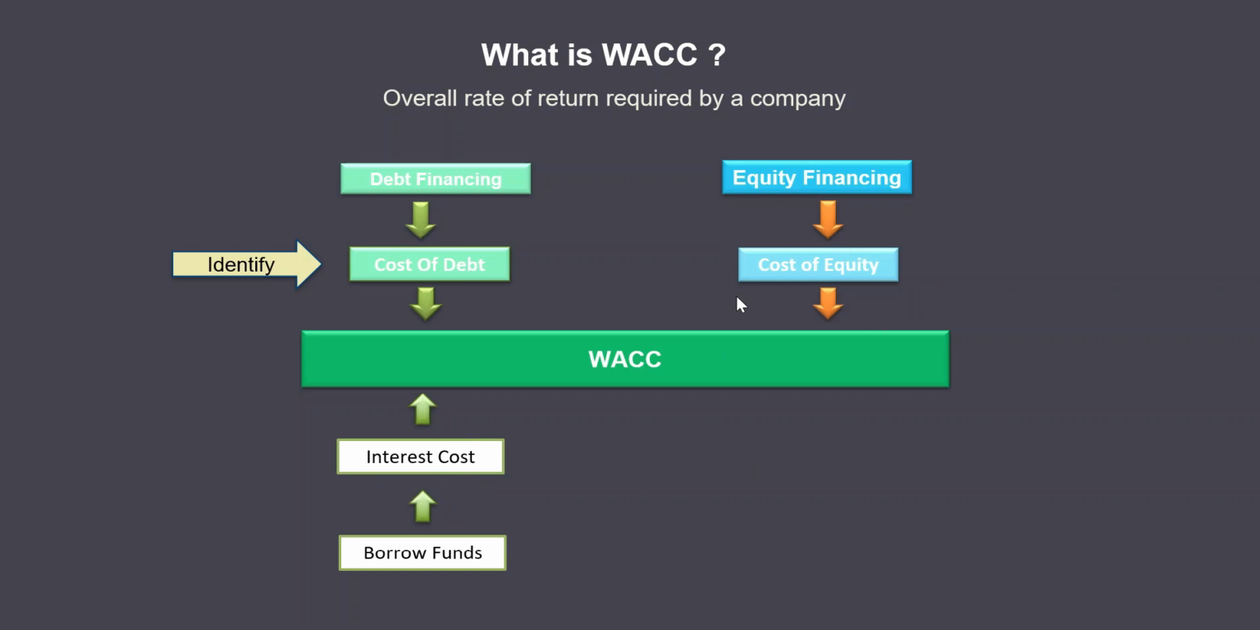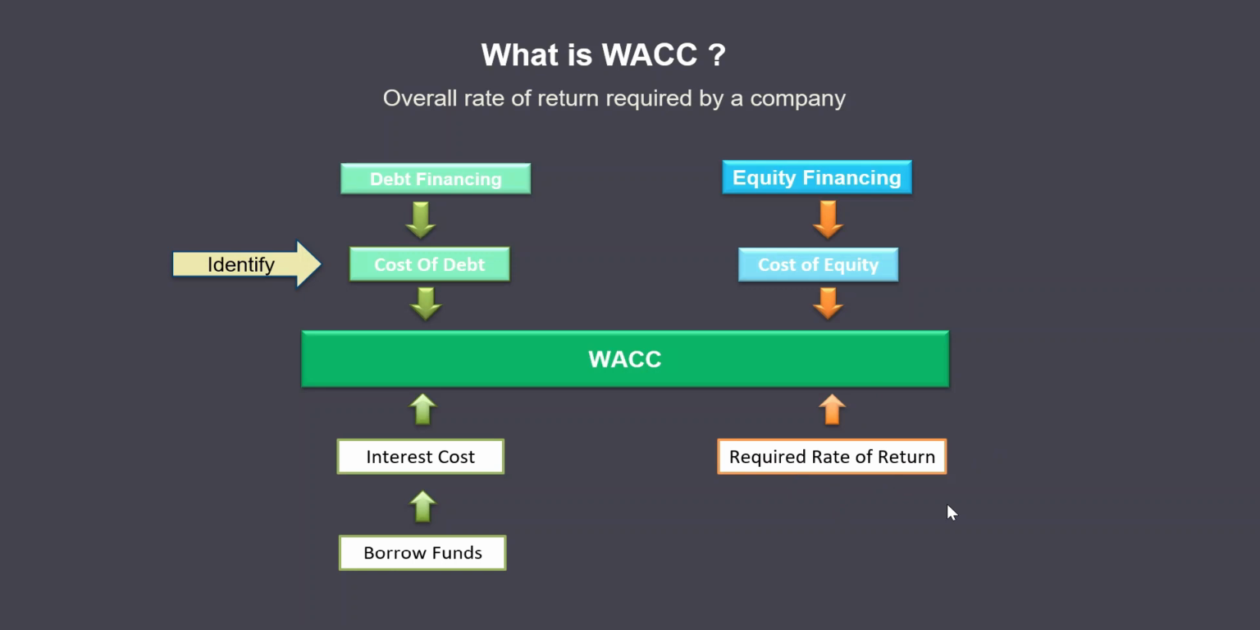Whereas cost of equity, what do you mean by cost of equity and how do you identify it? Cost of equity means the rate of return required by an investor or the equity shareholder. So that is cost of equity. How do you determine the cost of equity, or the required rate of return of an investor or the equity shareholder? How can you identify that?